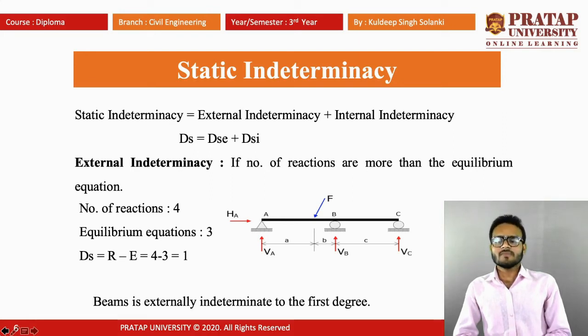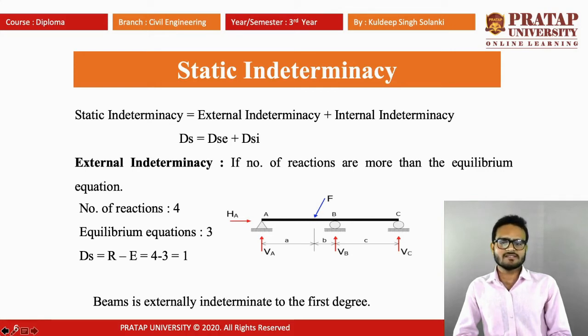Okay, then DS is equal to R minus E. What is the R? R is the number of reactions or number of unknowns, subtracted by the number of equilibrium equations. Equilibrium equations available is 3. Now 4 minus 3 is equal to 1. It means the beam is externally indeterminate to the first degree. The value of DS equal to 1 means the beam is externally indeterminate to the first degree.